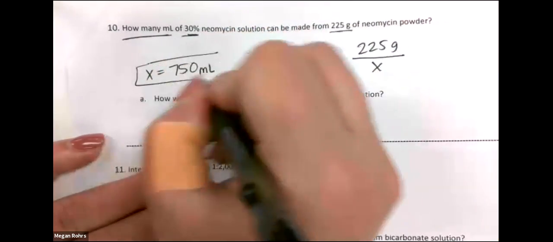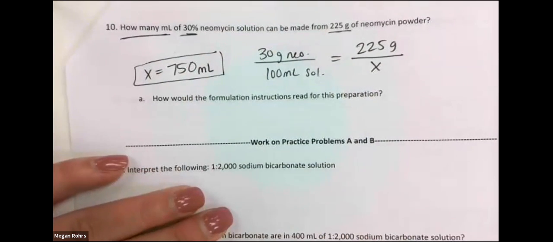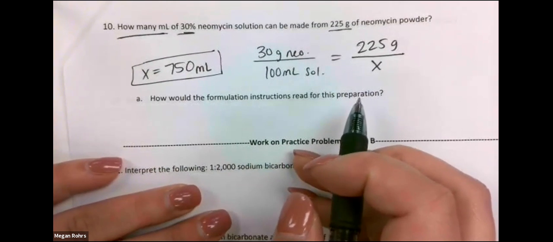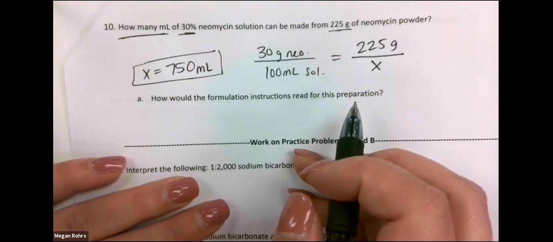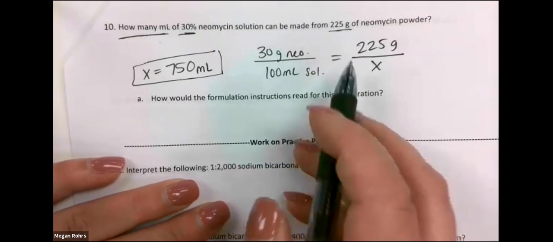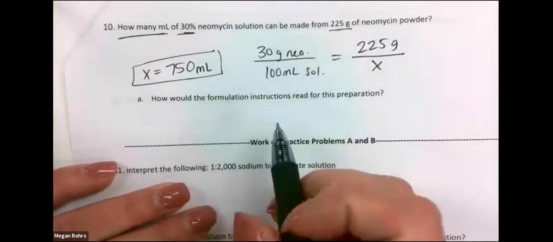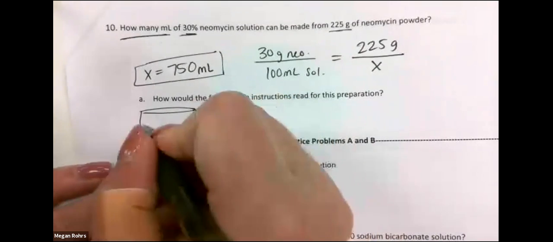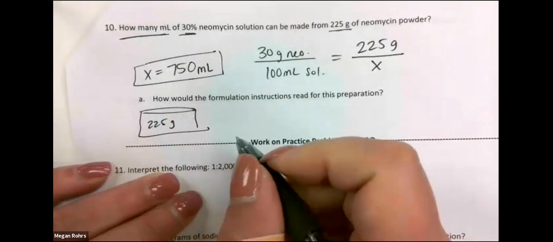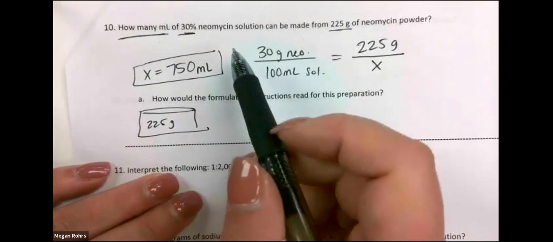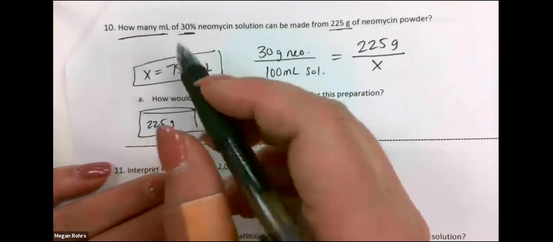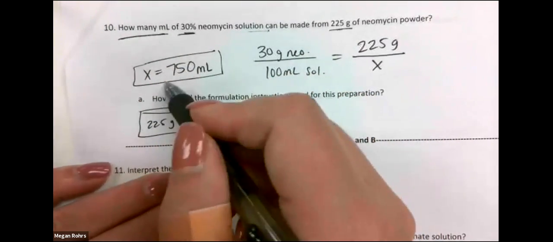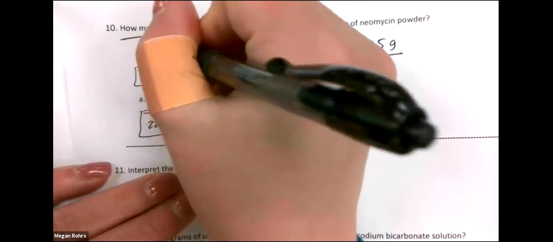Okay, so now it says, how would the formulation instructions read for this preparation? Okay, so what we're going to do, I want you to think about how we're going to make this. We have a powder. We have 225 grams of neomycin powder. And then we also have the total volume, right? This says how many mils of the solution can be made. So this is our final volume. So final.